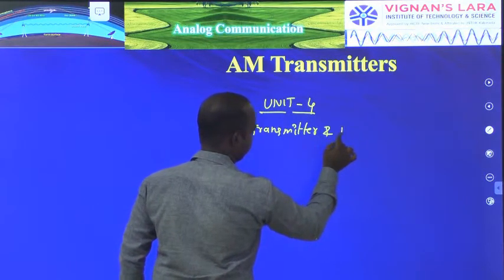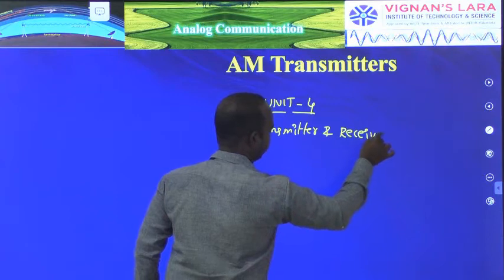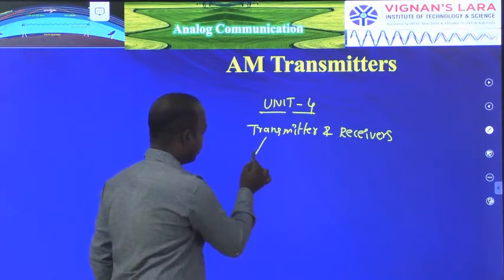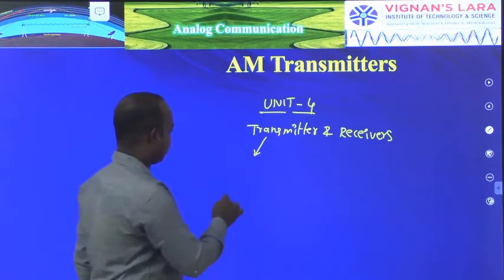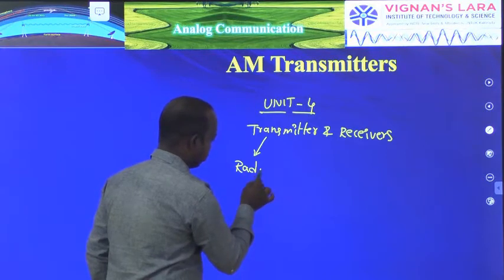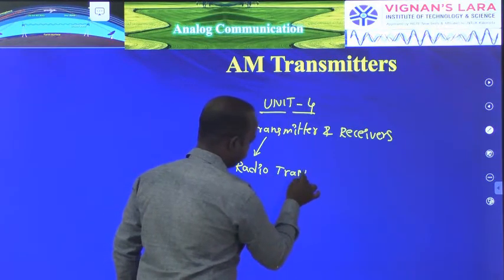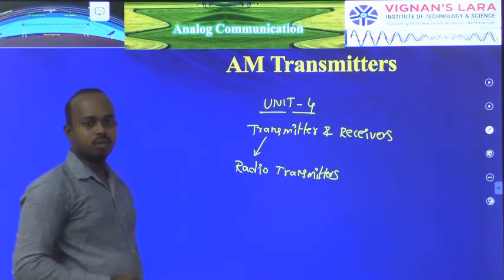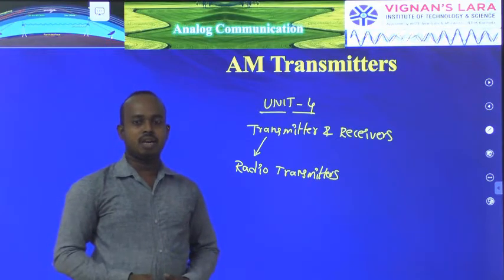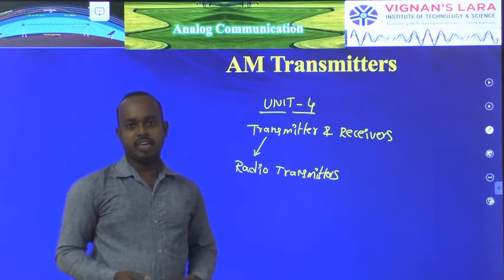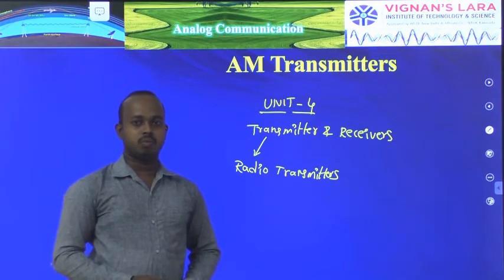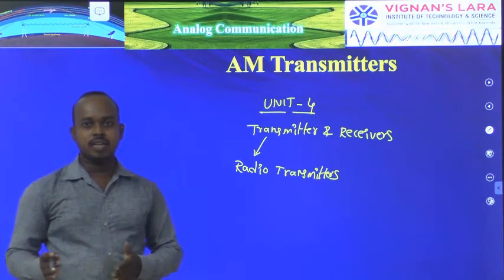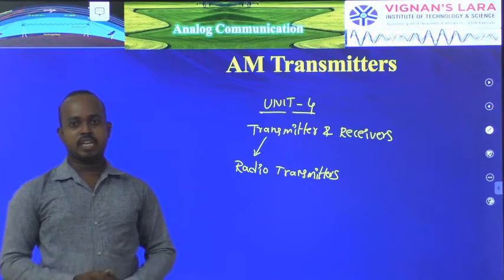and receivers. First one is the transmitters. In these transmitters we are mainly classifying radio transmitters. What is a transmitter, what does it do, and what is its position in the communication system. We will discuss that in this topic, and then we will give what classification we have in radio transmitters.